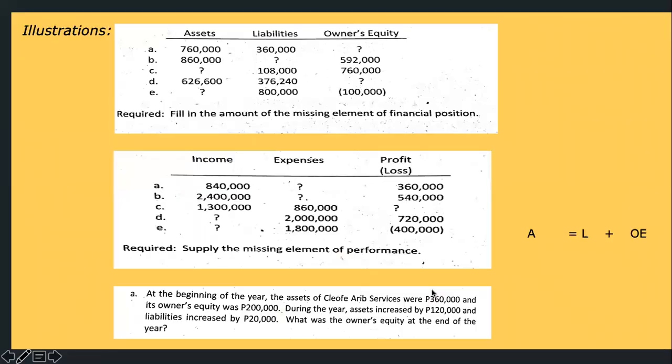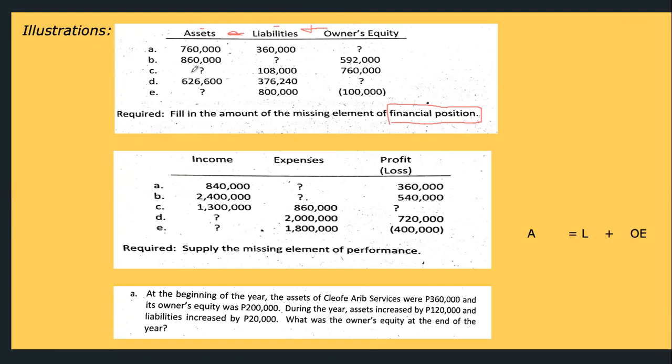Let's have an illustration with the accounting equation. Di ba? Our accounting equation is asset equals liabilities plus owner's equity. So you have illustration 1 to apply the equation. If we try to look at the problem, fill in the amount of the missing element of financial position. Take note, financial position. Kinsa ganito mga accounts under statement of financial position, you have your asset, liabilities, and owner's equity. Kani sila tulo.